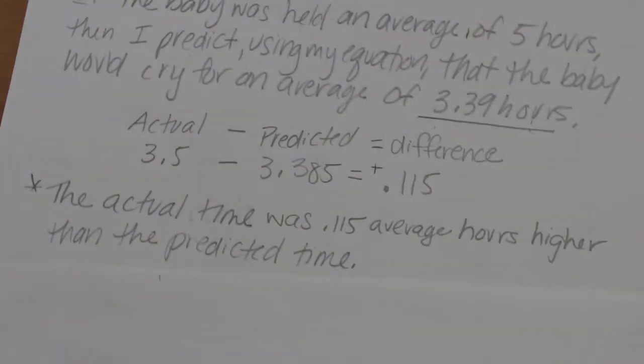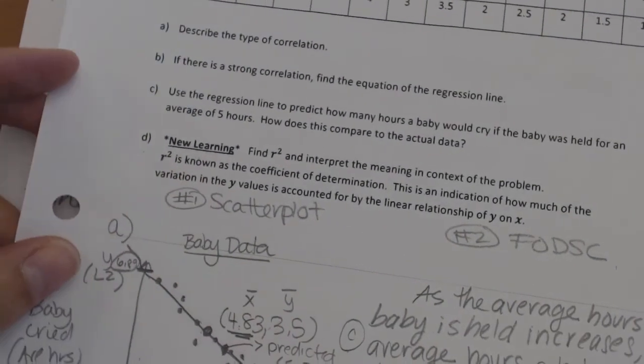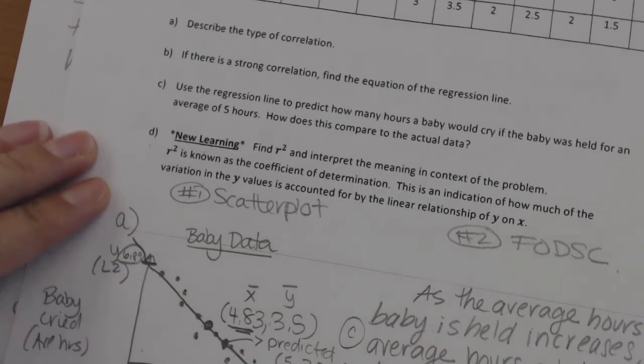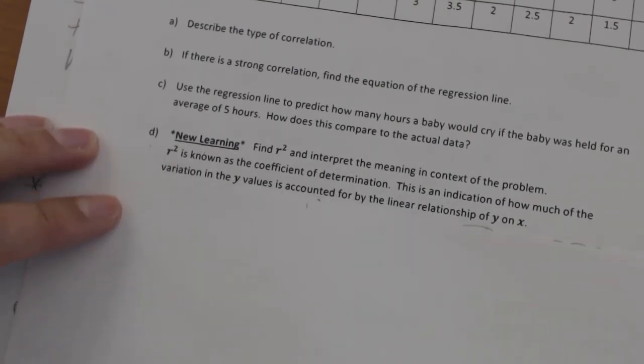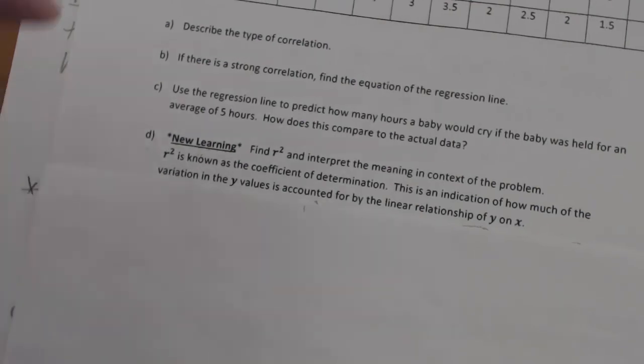Lastly, let's go to our new learning. Our new learning was about r squared. And it says, new learning, finding r squared. Find r squared and interpret the meaning and context of the problem. R squared is known as the coefficient of determination. This is an indication of how much of the variation in the y values is accounted for by the linear relationship of y on x. What does that look like in context? Let me show you.